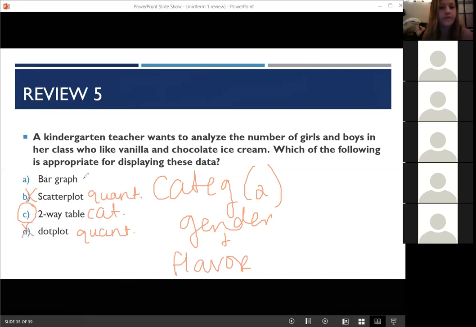And then a bar graph is categorical, but it's talking about one categorical variable, and we're looking for two. So that's why A can't be the answer. So C is our answer because this is talking about two categorical variables. So great job.